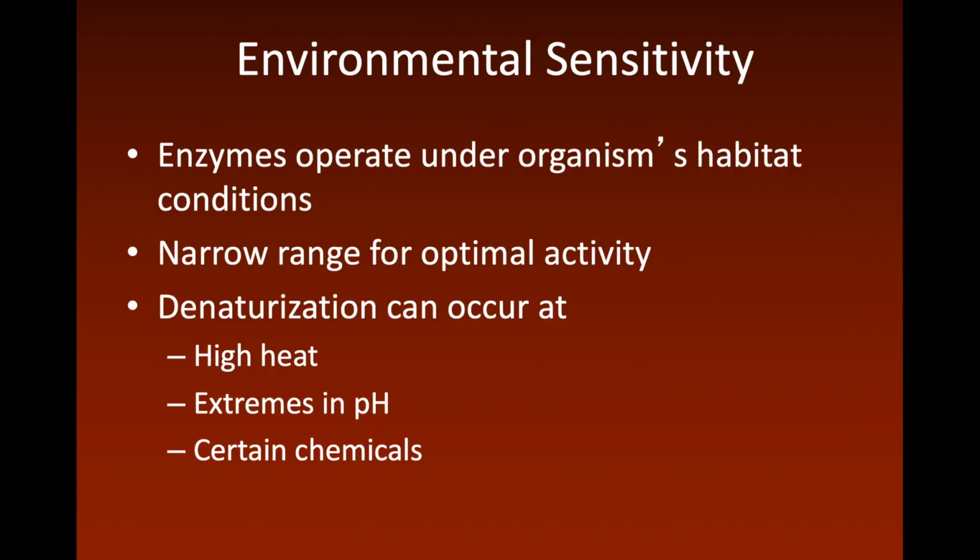So this is going back to a concept we talked about before, from Chapter 6, about the sensitivity to environmental changes, including pH, temperature, different types of chemicals, saline, etc. All of those environmental sensitivities are based on enzyme activity. So enzymes will operate under the organism's habitat conditions. There's a very narrow range for each species for their enzymes' optimal activity. And this is often due to denaturation that can occur at extremes or changes in these different conditions, like high temperature, changes in pH, high or low, and there are certain chemicals that can also cause this.